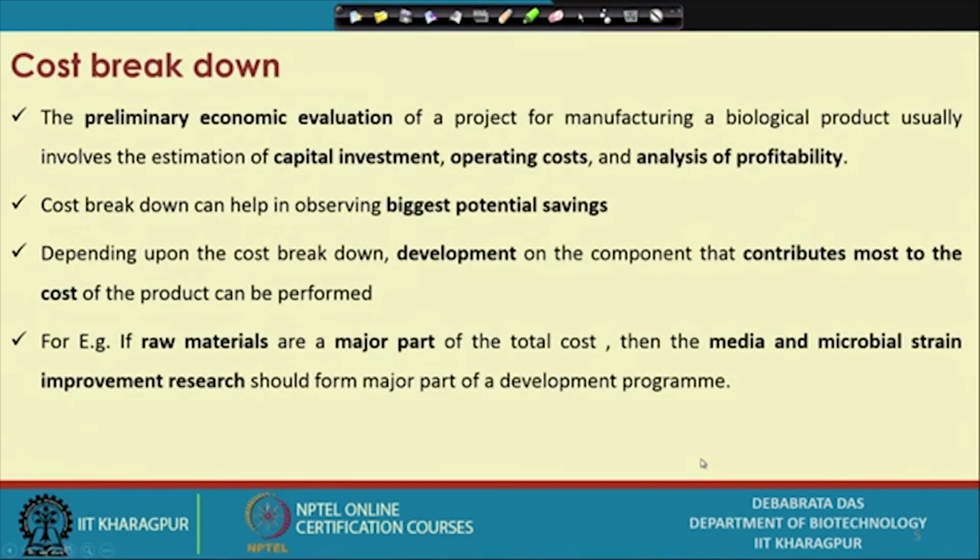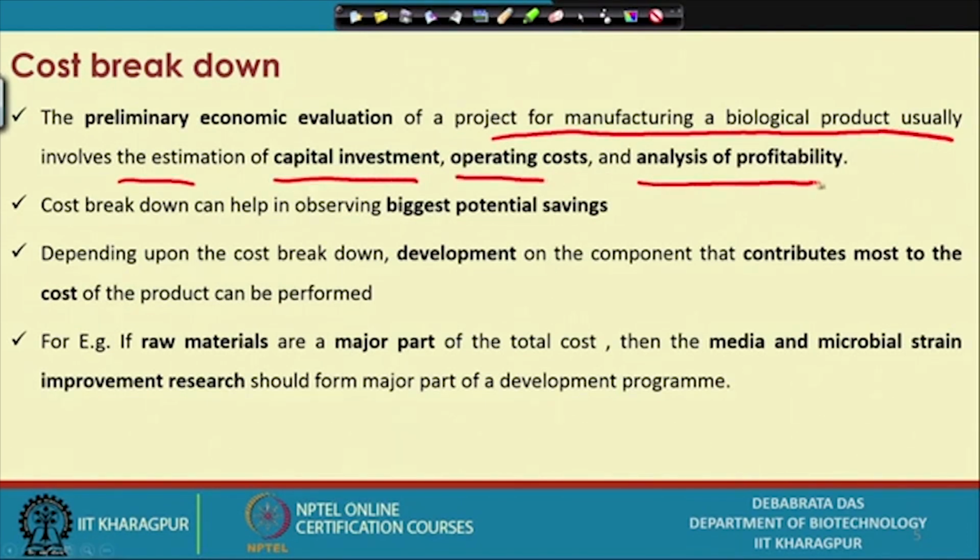Now, cost breakup. As I pointed out, the preliminary economic evaluation of a project in manufacturing of biological products usually involves the capital investment, operating cost, and analysis of profitability. These are the three things we shall have to do. I have some examples at the end. I shall show you how we can do that.